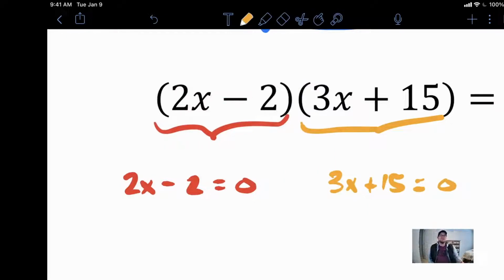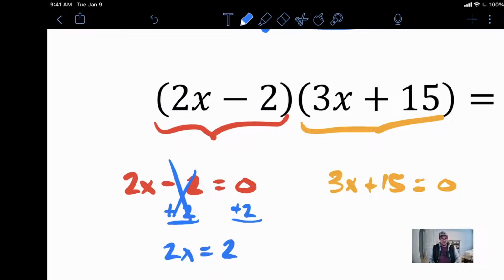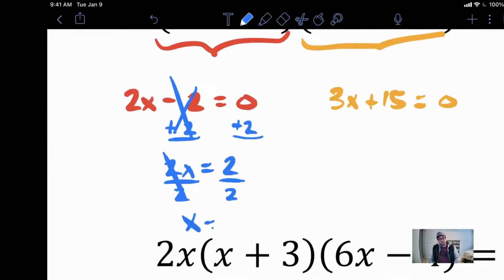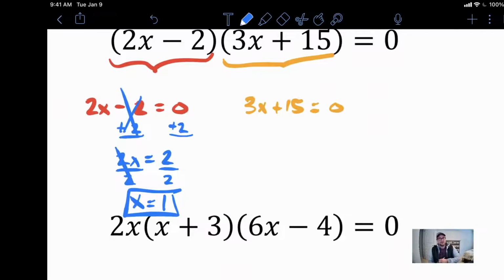Now, these are a little bit more complicated than the ones we were solving yesterday, but we should still be able to handle it. First thing we want to do, always get rid of the piece that's added or subtracted first. So we're going to be left with 2x is equal to 2. And then to solve this, divide by 2 and divide by 2. And we find out 2 divided by 2 is just equal to 1, which will be our answer. Nice job.